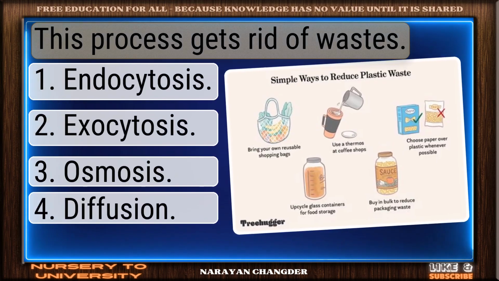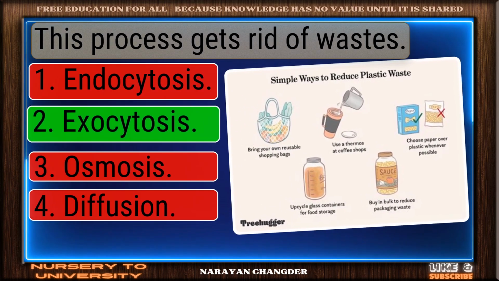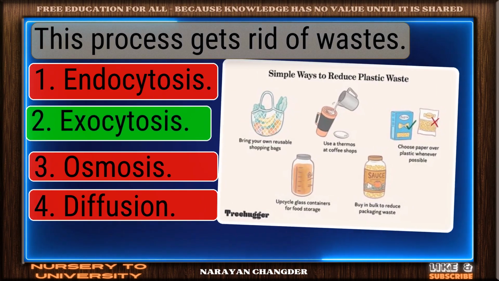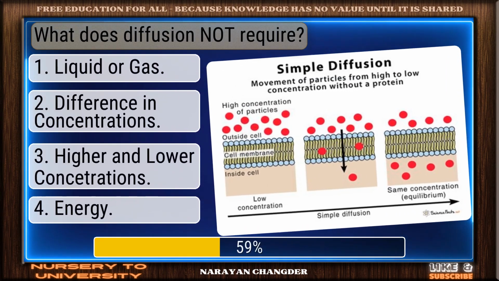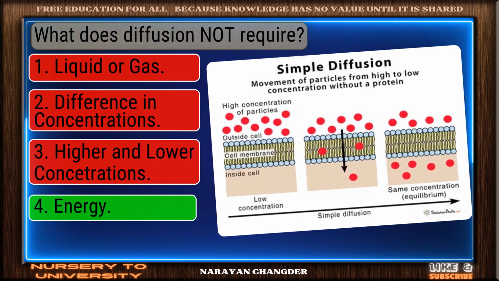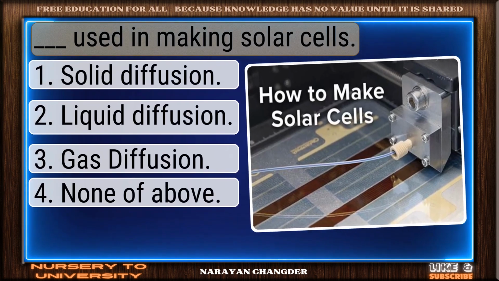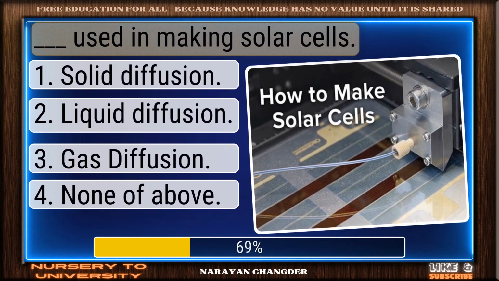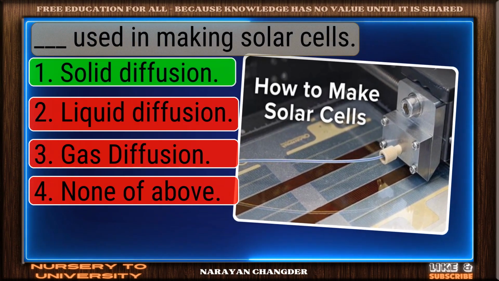This process gets rid of wastes. Bravo. Exocytosis is the answer. What does diffusion not require? Great job. Energy is the accurate answer. Dash used in making solar cells. Nicely done. Solid diffusion is a solid answer.